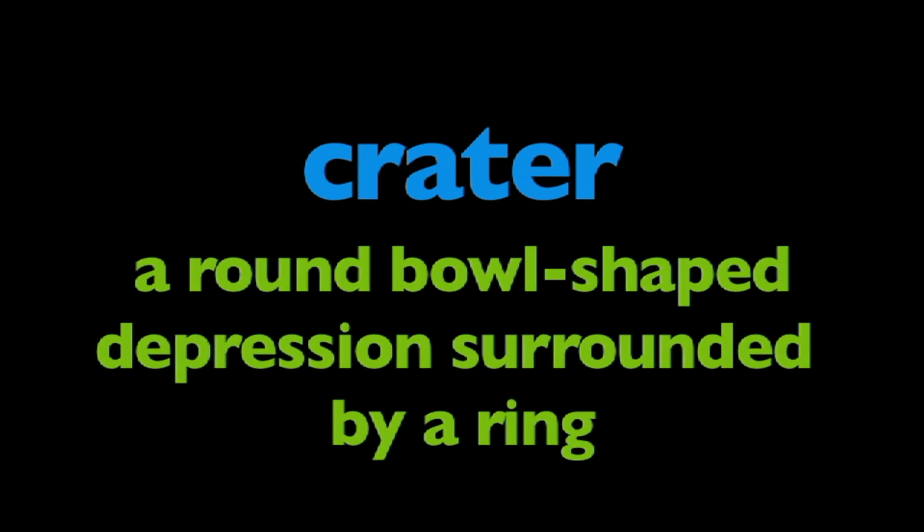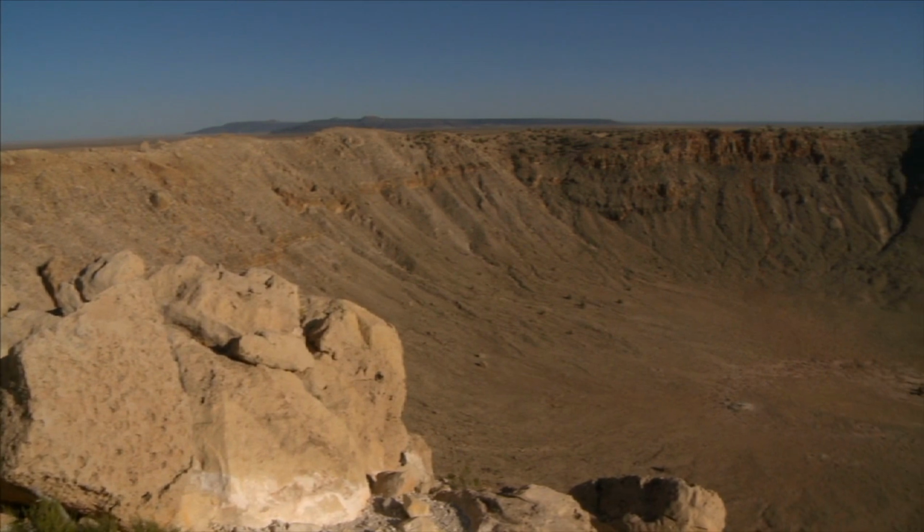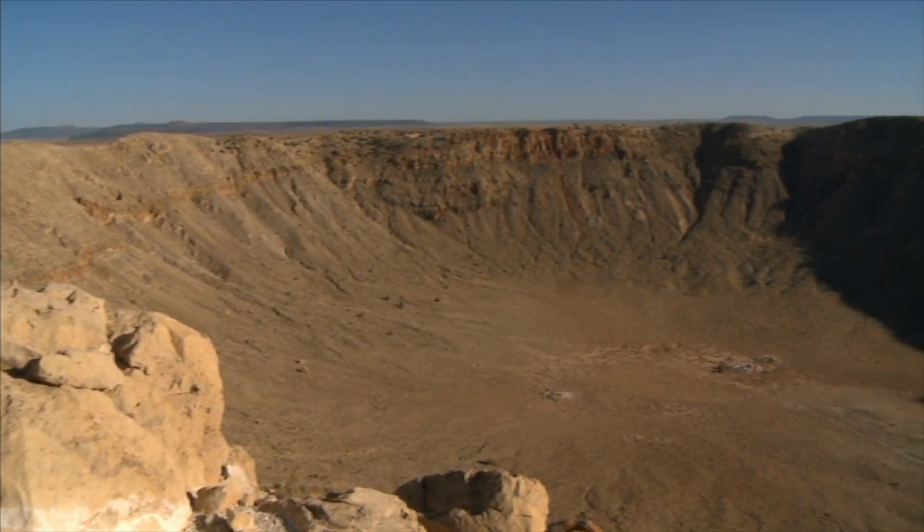In this program, we're going to learn about craters. What is a crater? A crater is a round, bowl-shaped depression surrounded by a ring. Craters are formed in many different ways throughout our solar system.